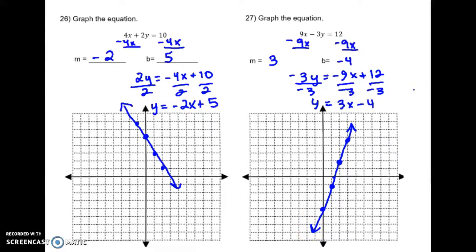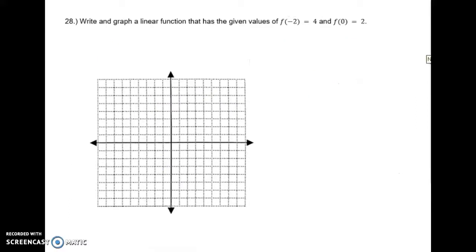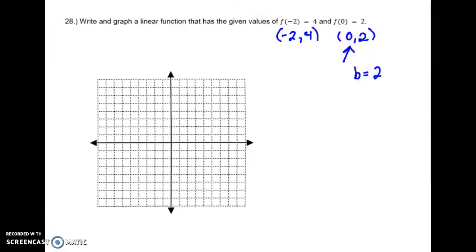All right, number 28. Write and graph a linear function that has a given value of f of negative 2. So input of negative 2 gives us an output of 4. Input of 0 gives us an output of 2. I like that one because our y-intercept is actually 2, notice, because the x is 0. So all I have to do is really figure out the slope.